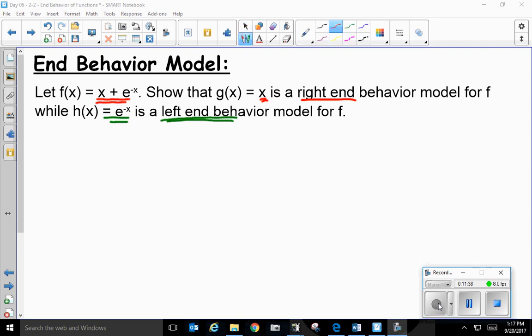How do I do the right? It's the limit as x goes to positive infinity. Now, which are the two functions? X plus e to the negative x, because I want f of x over g of x, all over x, and that should equal 1. They want me to prove that.